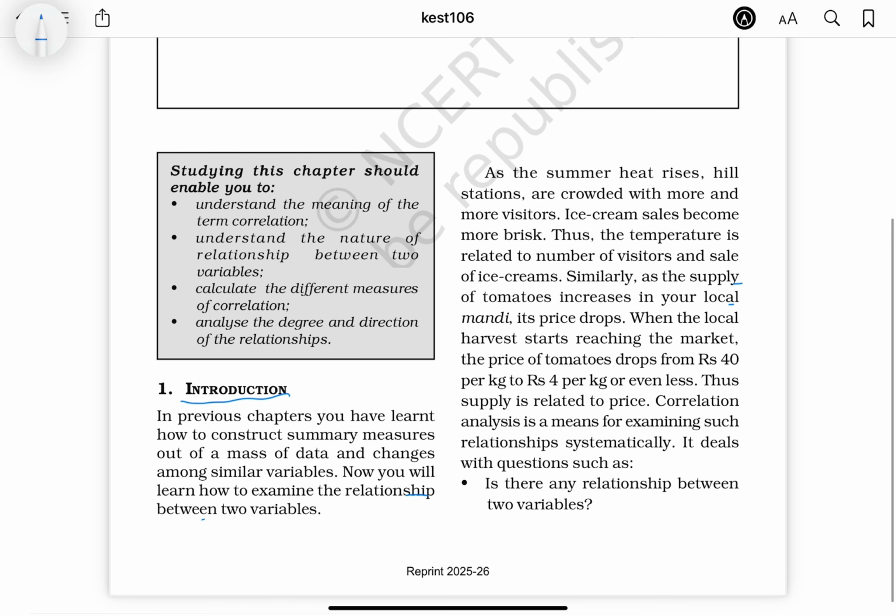Relation. Introduction. In previous chapters you have learnt how to construct summary measures out of a mass of data and changes among similar variables. Now you will learn how to examine the relationship between two variables.